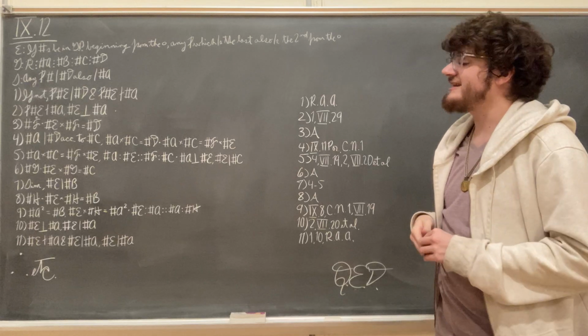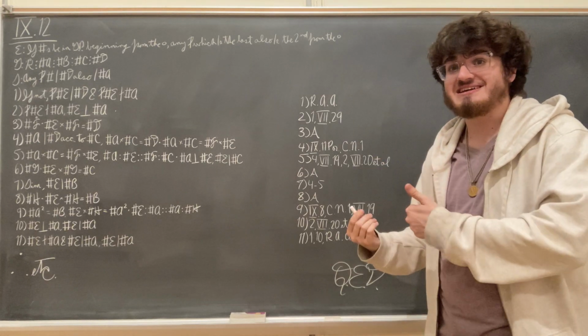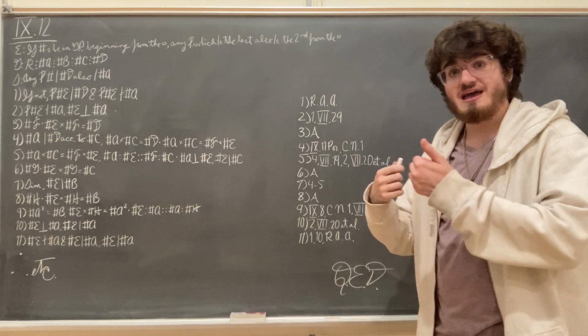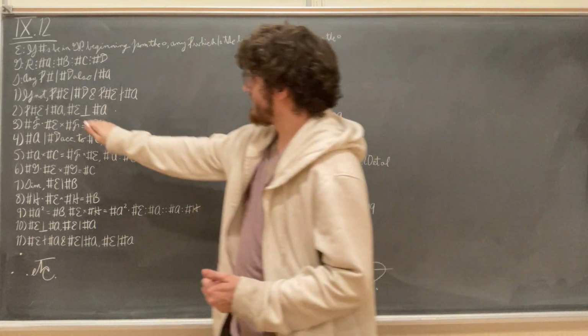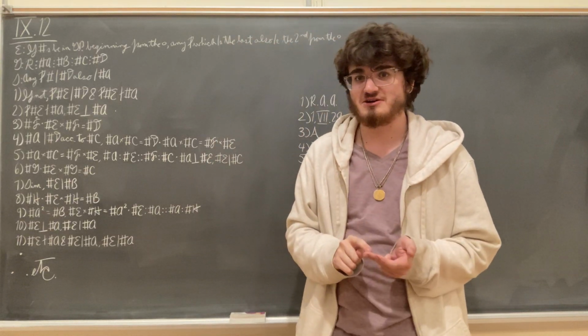For if this is not the case, then there will be some prime number E, which measures D and does not measure A. So let's make that number, call it E. So E is a prime number, it measures D, but it does not measure A.